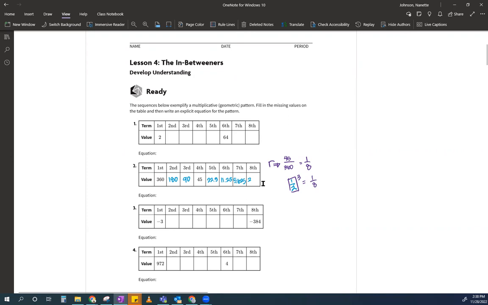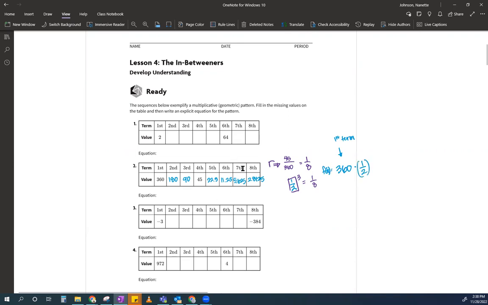Okay. Whenever you're coming up with a formula, you're going to be using this information here. So first, I write my first term, which is 360. This is my first term. So this is f of n. And then I'm going to multiply it by my multiplier, or my common ratio, 1/2 to the n minus 1.